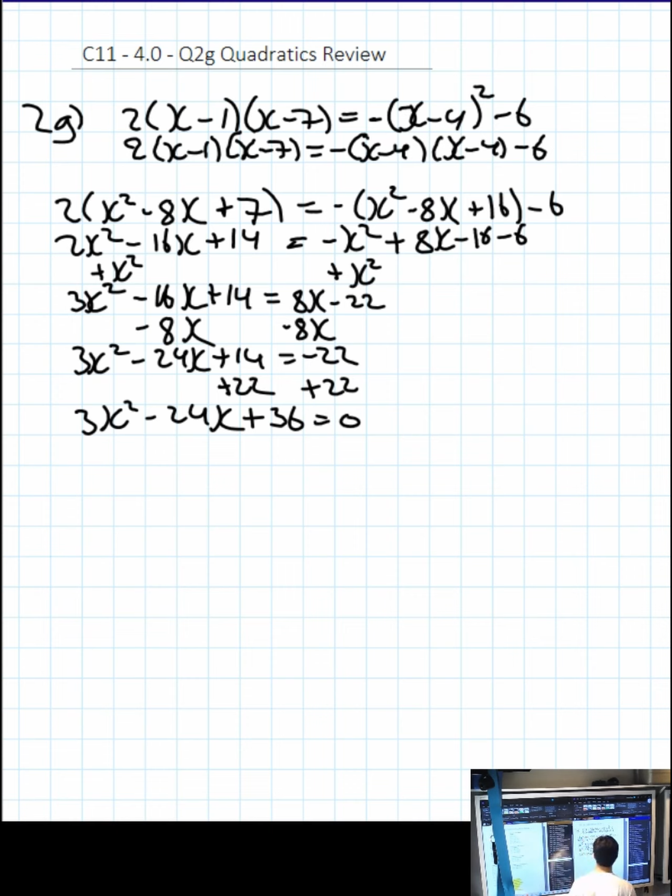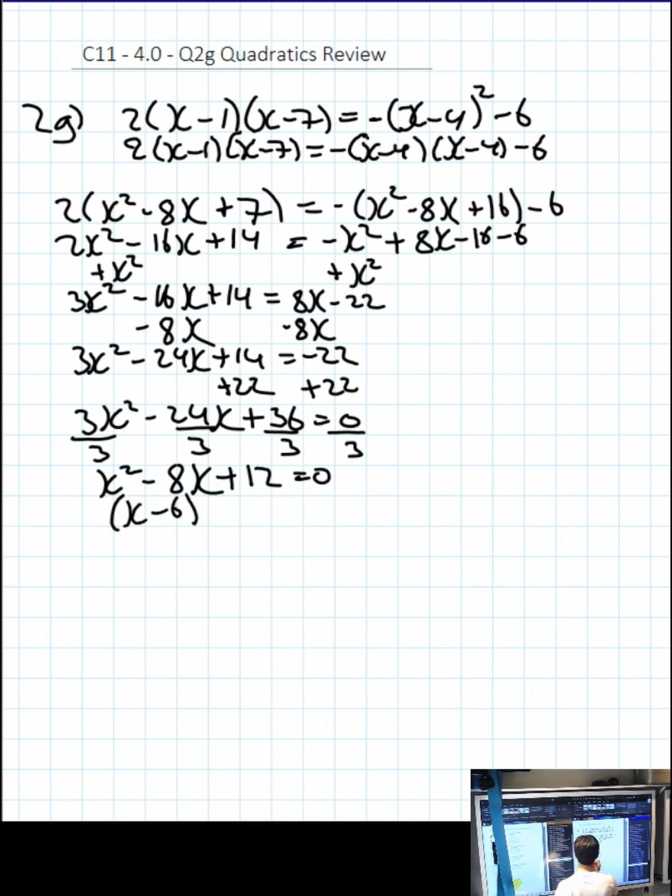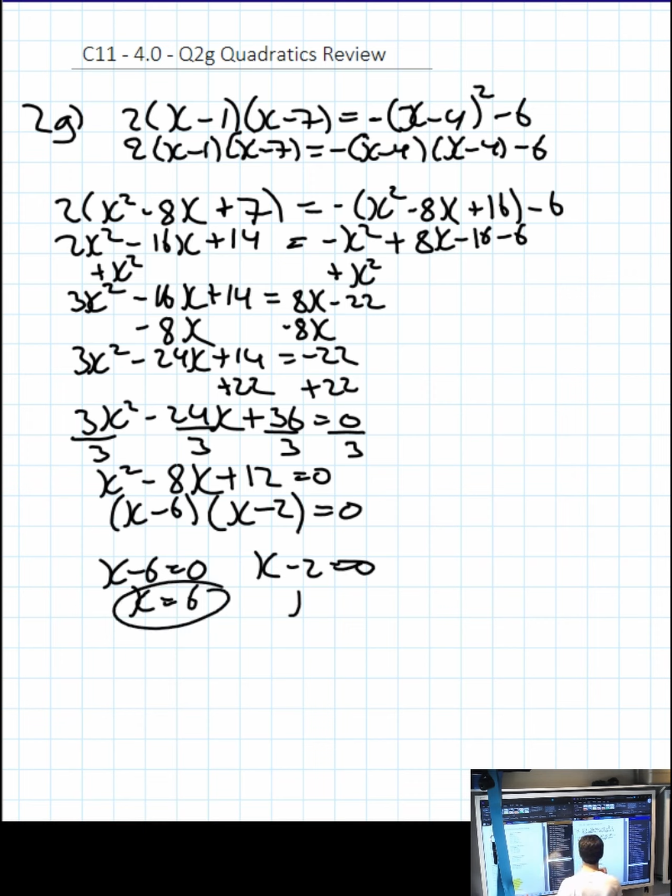Now, notice all of these terms can be divided by 3. So we're going to go over 3, over 3, over 3, over 3. Good. And the right-hand side as well, over 3. So we're dividing both sides by 3. So it's going to clean up to be x squared minus 8x plus 12 equals 0. Now, two numbers that multiply to get 12 and add to get negative 8 are going to be negative 6 and negative 2. So (x minus 6)(x minus 2). And if we set our factors equal to 0 separately, we're going to get x minus 6 equals 0 and x minus 2 equals 0. In our heads, if we add 6, we're going to get x equals 6. And if we add 2, we're going to get x equals 2. So x equals 6 and x equals 2 is the solution.